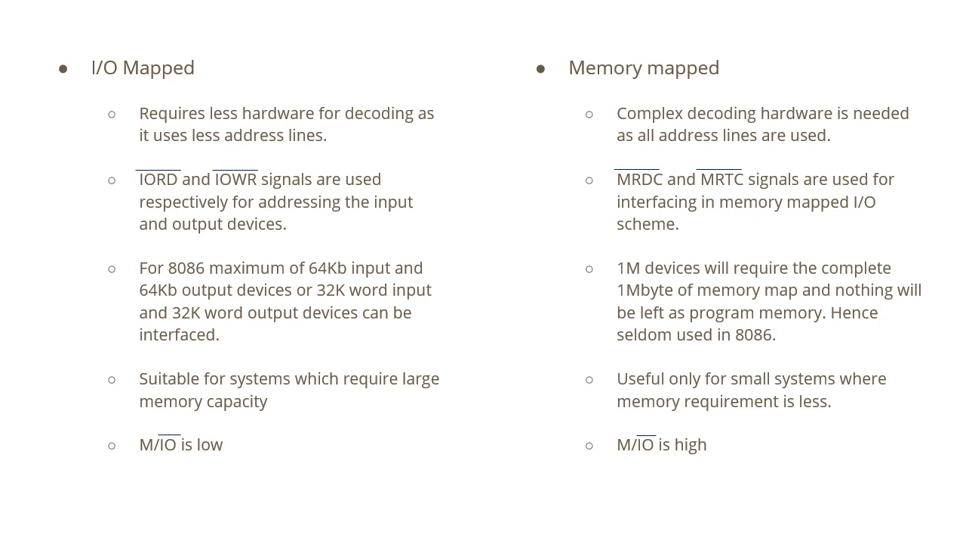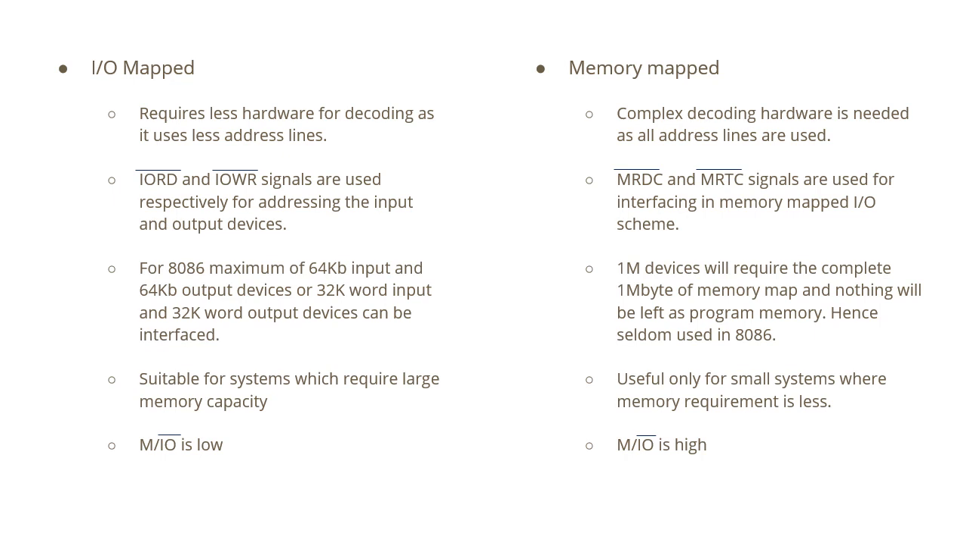In the case of 8086, for IO mapped, a maximum of 16-bit address lines are used. That means it can address up to 64 kilobyte of input and output devices, or it can address up to 32 kiloword of input and output devices. In the case of memory mapped IO, all the 20-bit address lines are used for the IO devices. So in that case, there can be up to 1M devices.